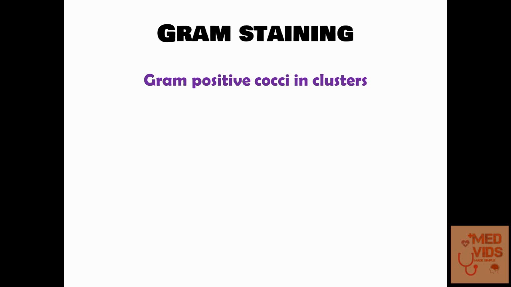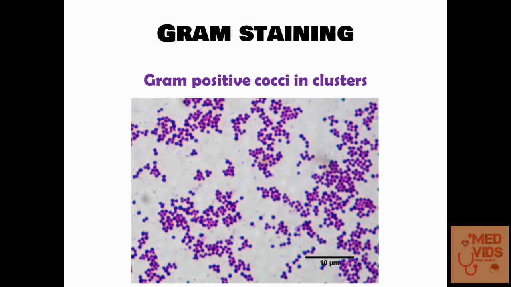From the obtained sample, we perform gram staining. Even a real newbie or a beginner in microbiology will know the fact that Staphylococcus aureus is gram-positive cocci in clusters. This is how they really look in gram staining.